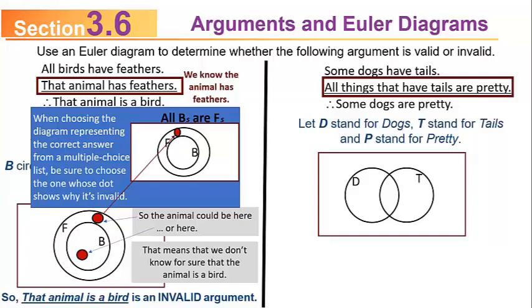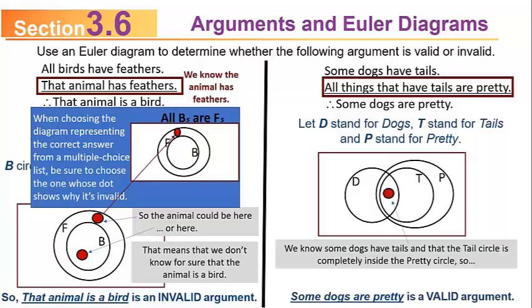The second premise says all things that have tails are pretty. That means the tail circle has to be completely inside the pretty circle. If we include a pretty circle, wherever we put it, it has to completely envelop the tail circle. So it might look something like that. If some dogs have tails, and the tail circle is completely inside the pretty circle, that means that some dogs are pretty is a valid argument because there's no way for that dot to be in the tail circle without also being in the pretty circle.